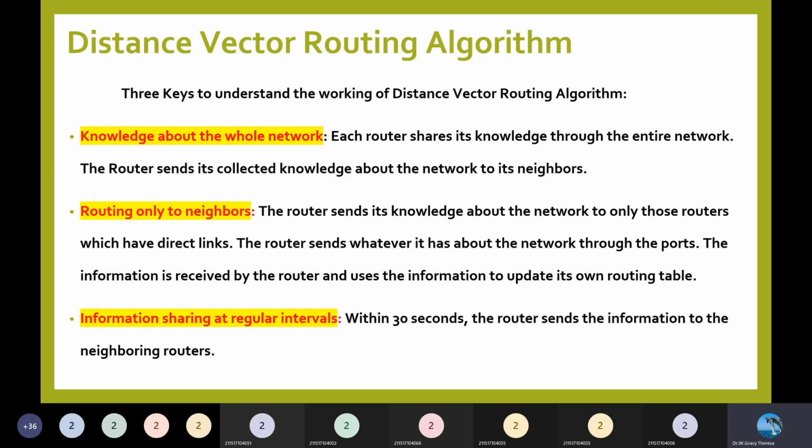Then the information received by the router is used to update its routing table. Whatever information it receives, if it is new, it will cross-verify and update the routing table. Otherwise, if it is old, it will keep it as it is and not update. And that sharing of information has to be done regularly, perhaps every 30 minutes or every 1 minute. That routing table knowledge will be shared and updated by each and every router. These are the three important key points of the distance vector routing algorithm.